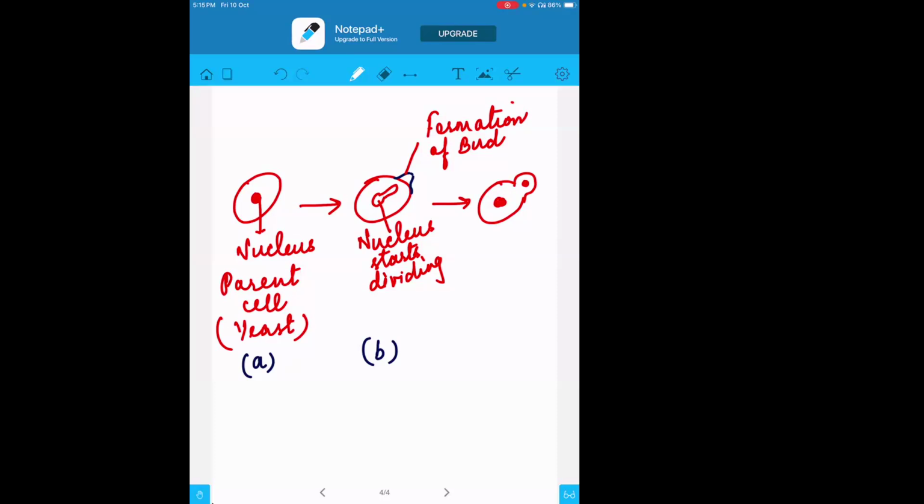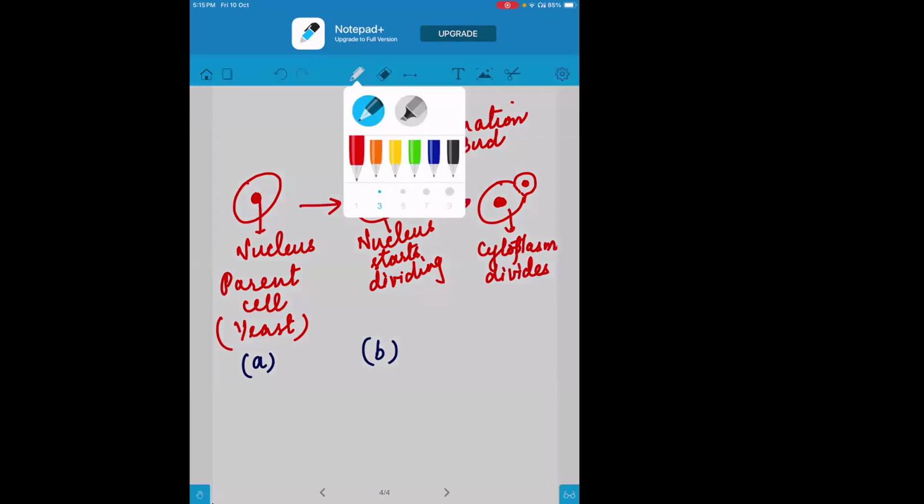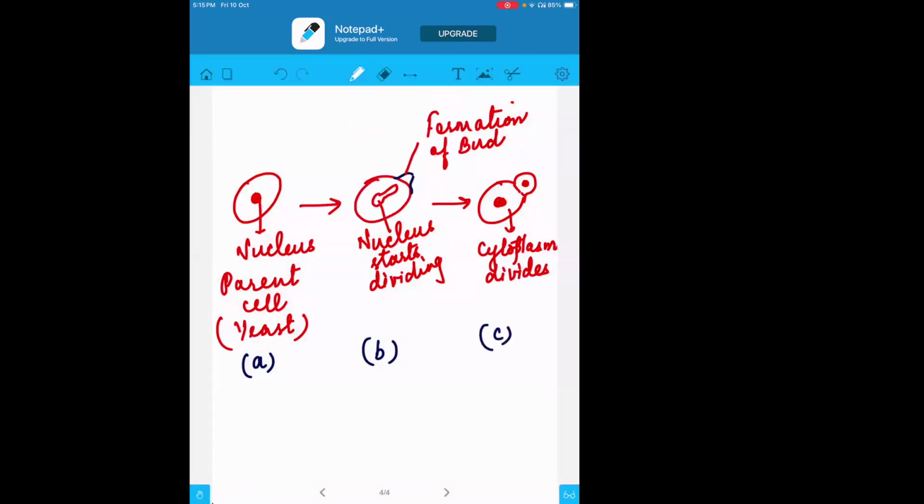And at the same time, the cytoplasm, this jelly-like structure which is present, starts dividing. So this is the third step, where the cytoplasm starts dividing. And once the cytoplasm also divides, according to the appropriate conditions, they will form the daughter cell. So the daughter cell is formed. That is how the steps of the process are. This is step D.